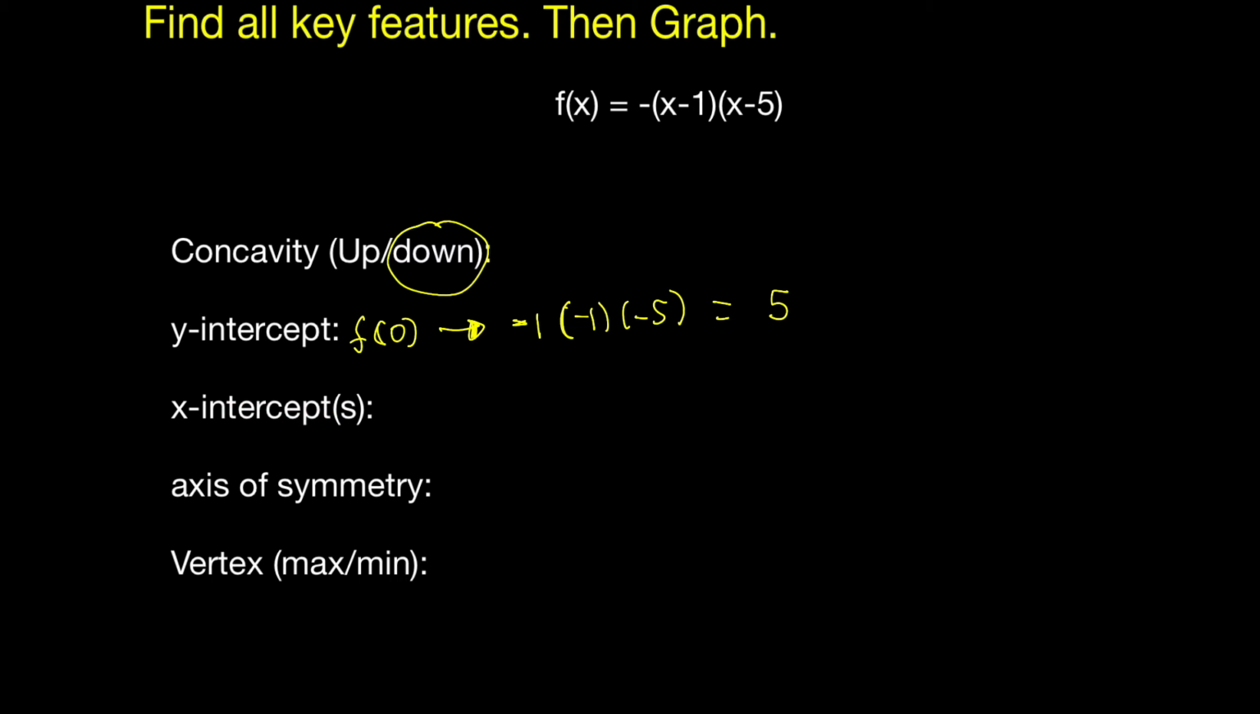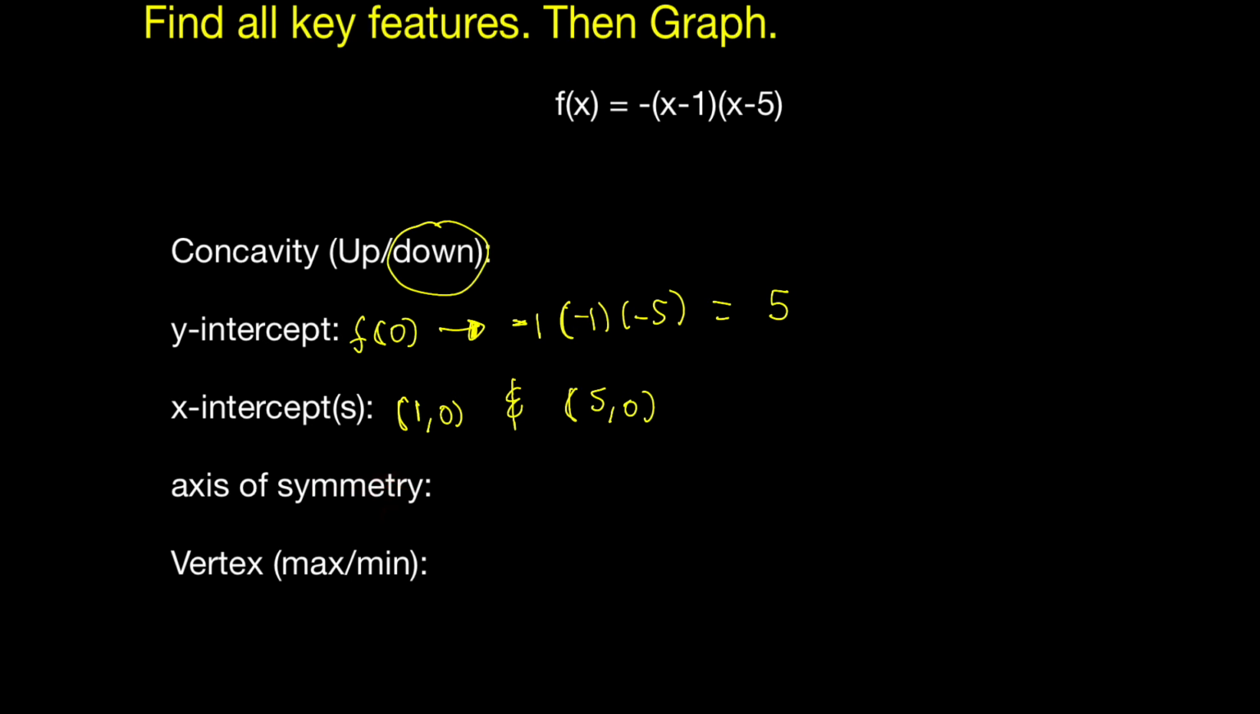Now, to get the x-intercepts, we're going to look inside of the parentheses, and we're going to get the opposite of the values that we see. The opposite of -1, here that's going to be +1, so we have 1, 0. And then the second x-intercept, the opposite of -5 is going to be +5, so we get 5, 0.